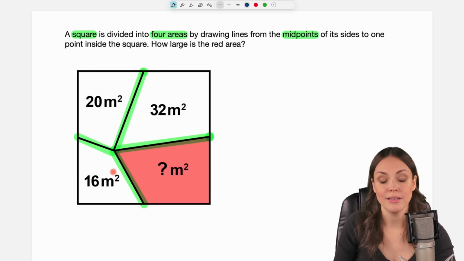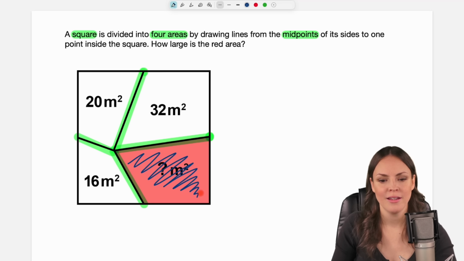We are given the sizes of these individual areas, and the question is, how large is the red area? So we have to find the size of this area here.